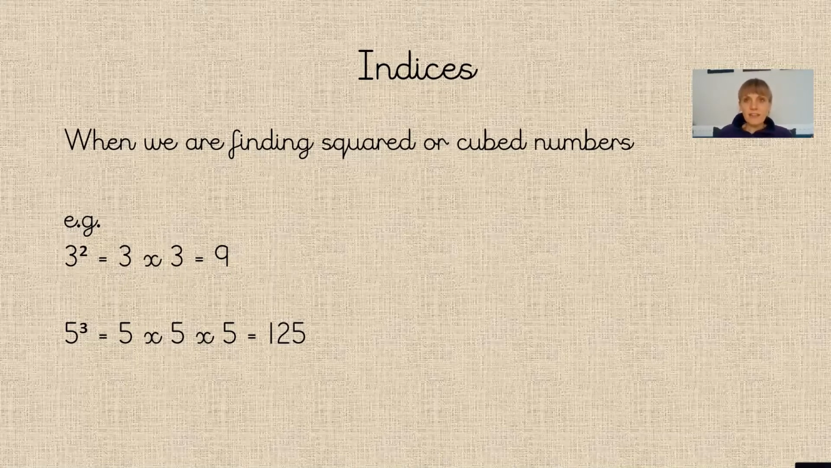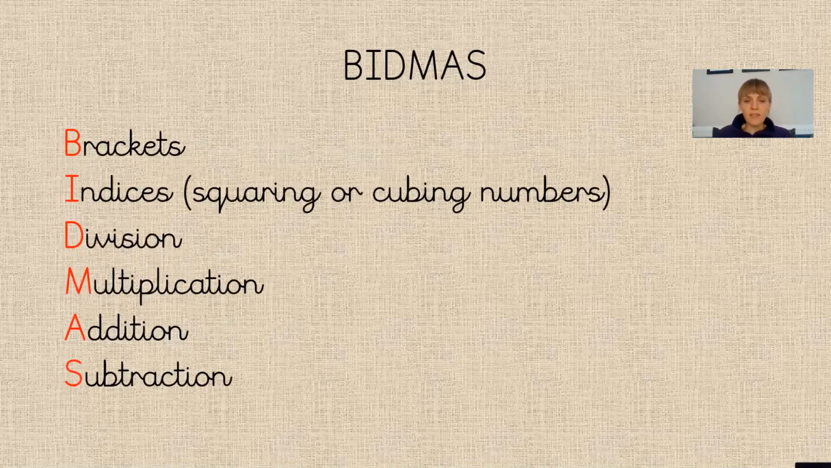Now, the word indices is important because sometimes a squared number or a cube number might pop up into your calculation, and you need to know where it falls in the order of operations. So we use something called BIDMAS. BIDMAS is a way of remembering the order for the operations. The B stands for brackets, I for indices, which is when you're squaring or cubing numbers, D division, M multiplication, A addition, and S subtraction. And they go down in order of importance.